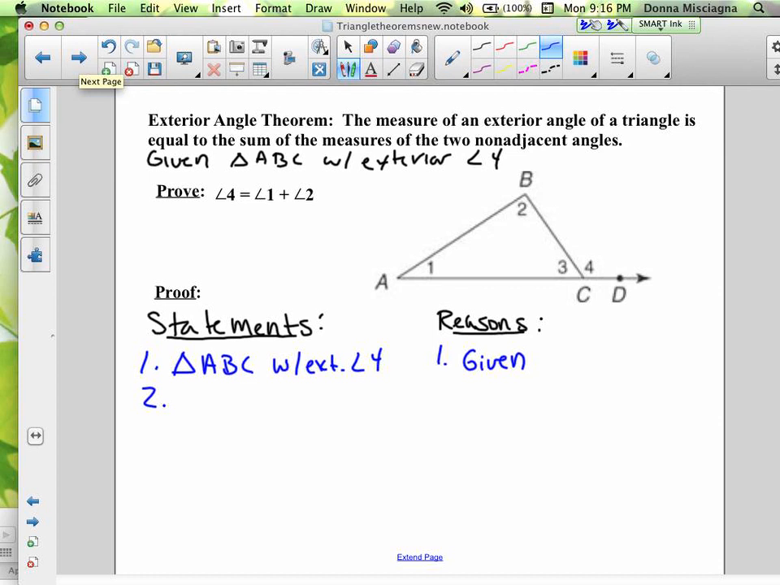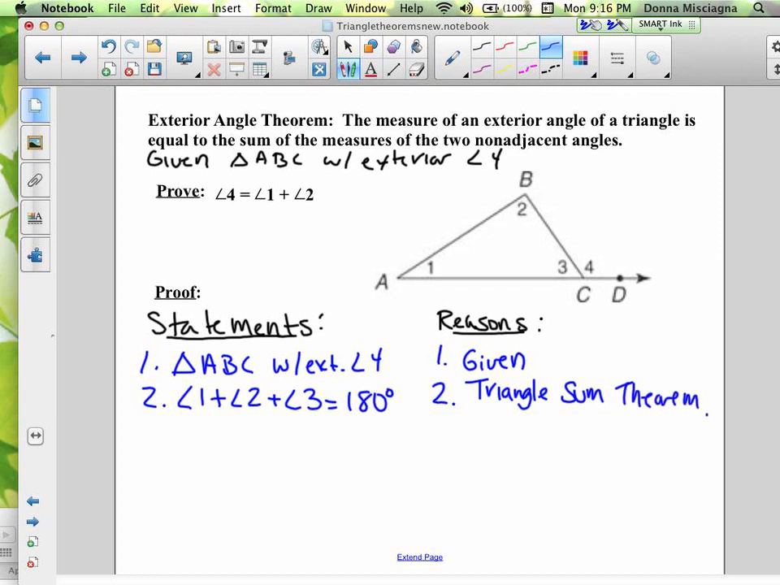Now look at your diagram there. I'm hoping you notice some of the relationships between the angles. Perhaps you notice that angle 1 plus angle 2 plus angle 3 equals 180 degrees. Make sure you're filling this in along with me. Why do we know that? Well, we just proved that in the last podcast. I hope you didn't forget the triangle sum theorem. That's what the triangle sum theorem says: you add up the angles in a triangle and they add to 180 degrees.